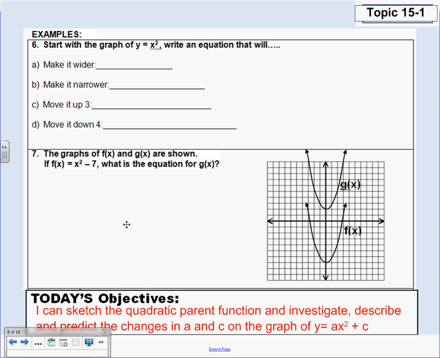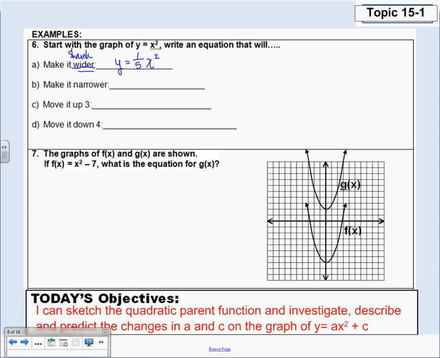So number 6 says start with the graph of y equals x squared. Notice that's your parent function, and you want to write an equation that will make it wider. If I'm making it wider, that means I have to shrink it. And if I'm shrinking it, that means I need a number in front of the x squared that is going to make it smaller. So as long as it is a fraction that is positive and less than 1, we are shrinking it. So I'm going to use 1/5.